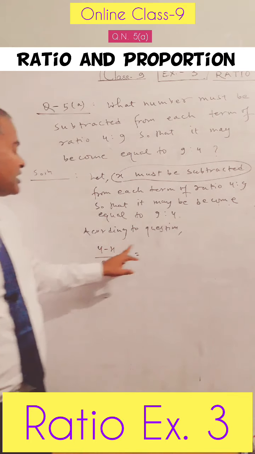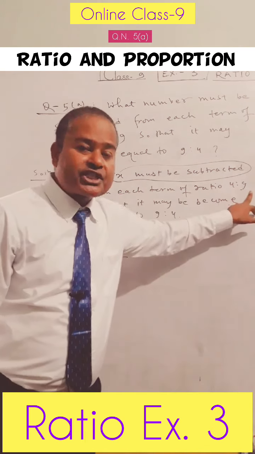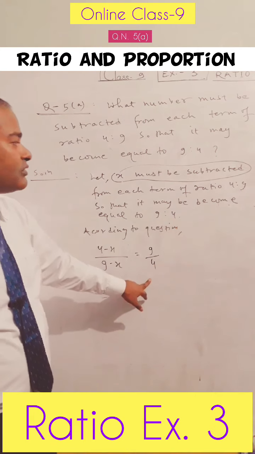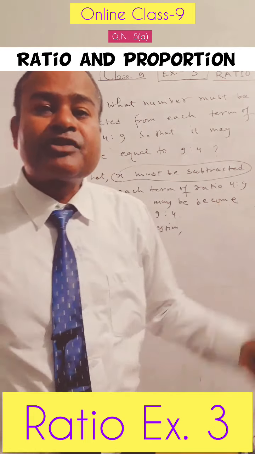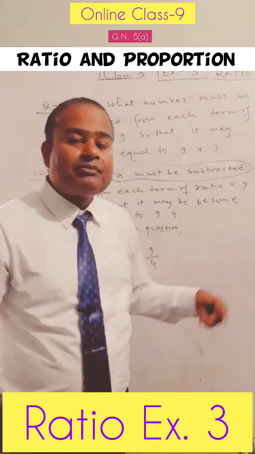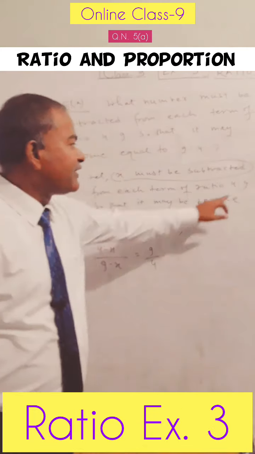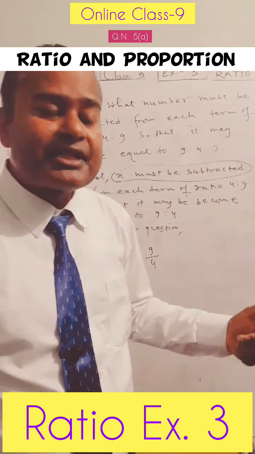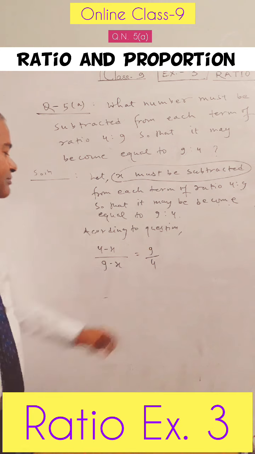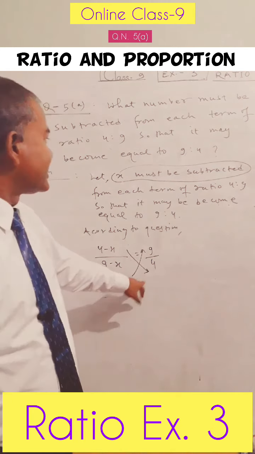Now according to the question, if x is subtracted from each term of the first ratio, then the new ratio will become 9:4. 9:4 means we can write 9/4. So if x is subtracted from 4, we get 4 minus x, and if x is subtracted from 9, we get 9 minus x. Then the new ratio will be equal to 9:4, that means 9/4. Now by solving this statement, we can easily get the value of x.